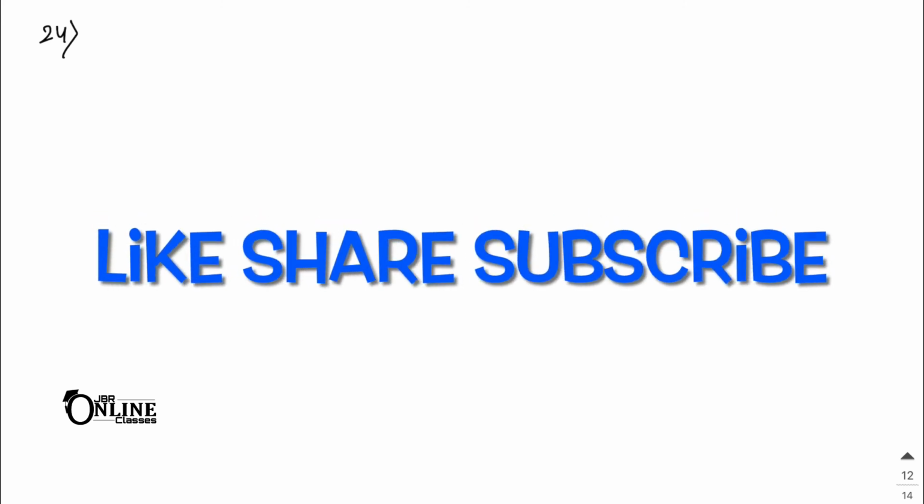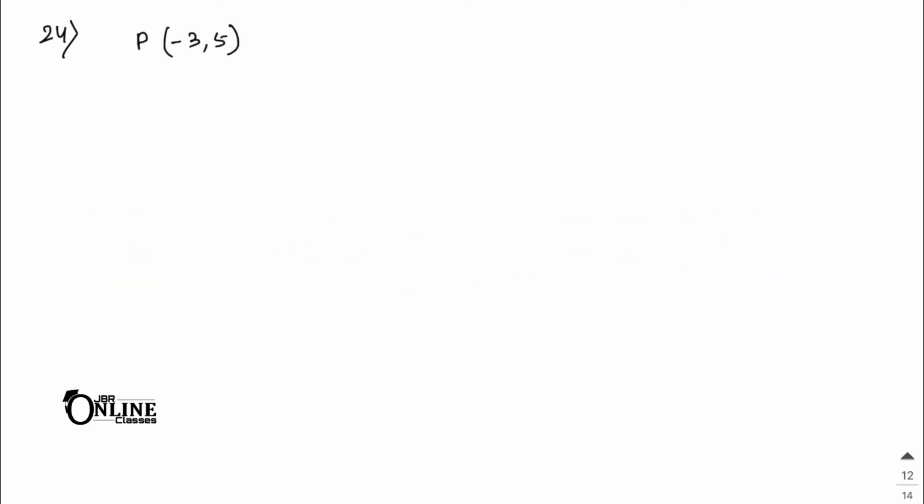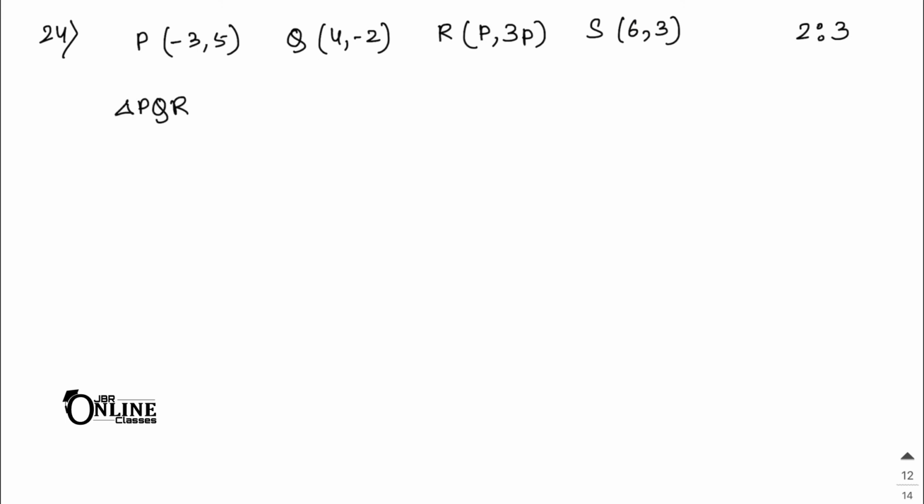So here sum number 24. The coordinates of the point P are (minus 3, 5), the point Q is (4, minus 2), and R is (p, 3p), and S is (6, 3) respectively. If the areas of triangle PQR and triangle QRS are in the ratio 2:3, then find the value of p. So first you have to find the area of PQR.